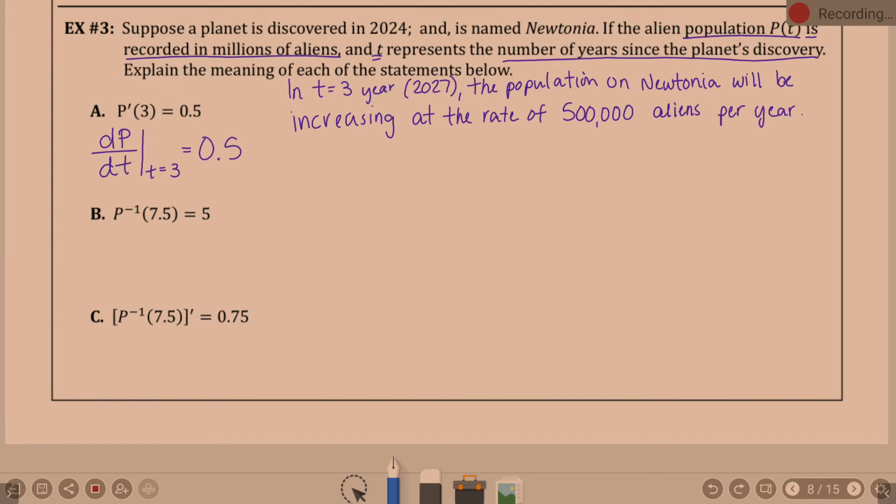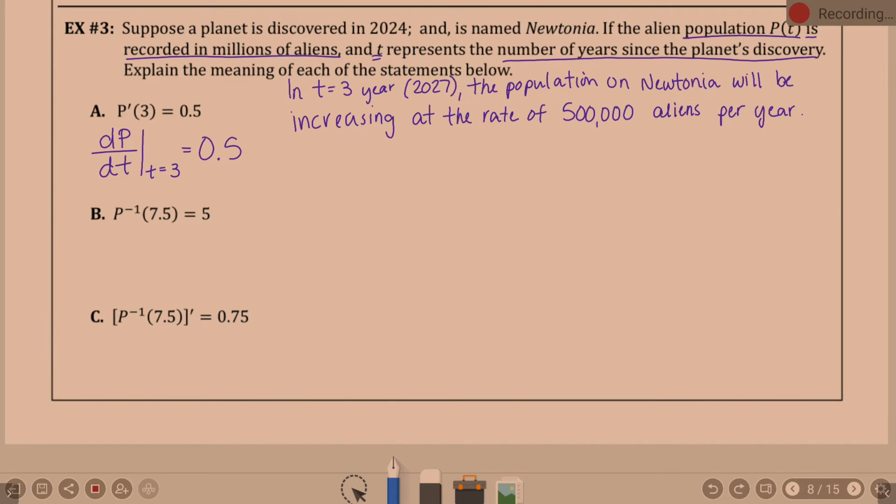I have it more just stating this first. So the 7.5 is my population, right? So the population will be 7.5 million. And the 5 is your time. So in 5 years, or 5 years after 2024, I would put in 2029 population. Mine says the population on Newtonia will be 7.5 million aliens 5 years after 2024 or in 2029. You want to be careful not to just say in 5 years, because it's 5 years from when. That could be a sticking point.